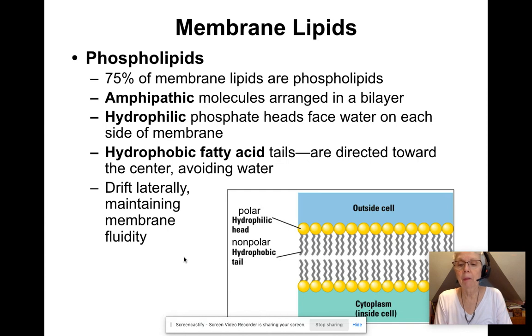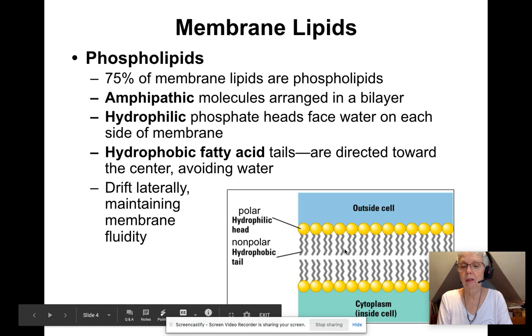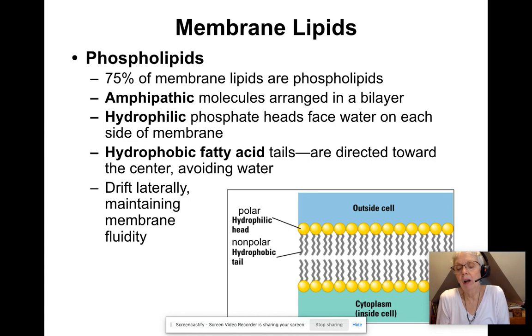Now, again, the membrane is made up of phospholipids. That's phosphorus and lipids. We sometimes call lipids fats. So 75% of the membrane are lipids, okay? And they are amphipathic, which means molecules are arranged in a bilayer. So we see this bilayer here. You have the hydrophilic head and the hydrophobic tail, and you have two sets of them. So it's a bilayer. Hydrophilic, philic meaning love, hydro meaning water, so it loves water.